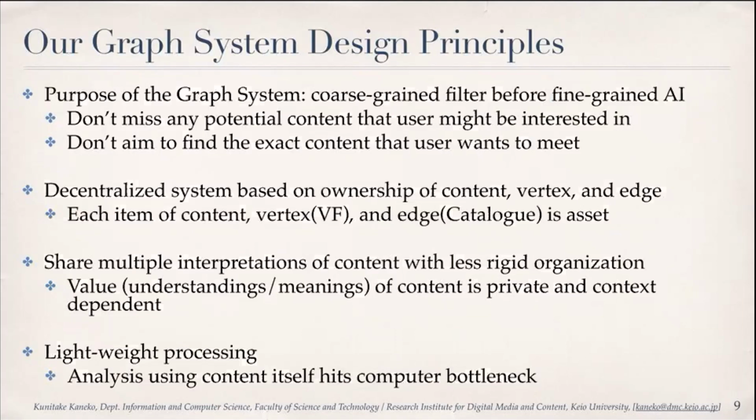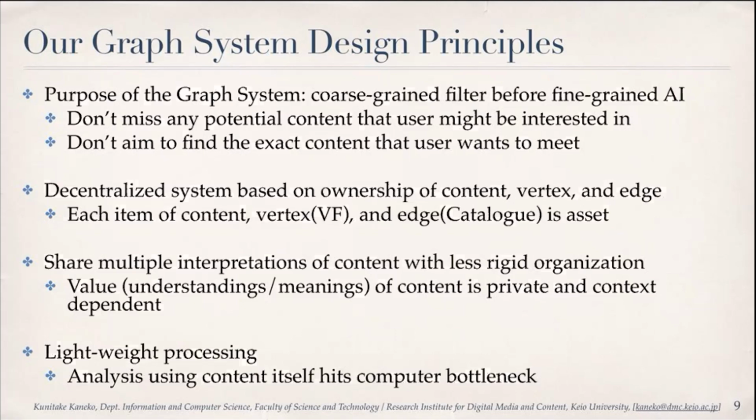Don't aim to find the exact content you want, right? AI is now focusing on fine-grained content filtering. But my idea of this network is a coarse-grained filter before the fine-grained AI. It means inserting a layer as a coarse-grained filter, keeping the potential contents, and then showing them to the fine-grained system.